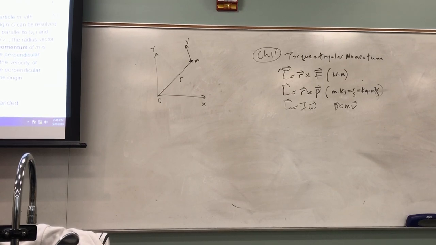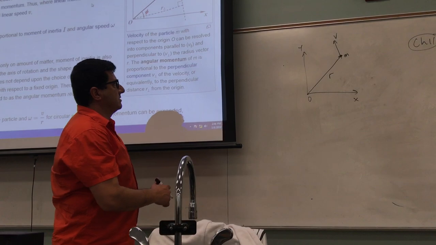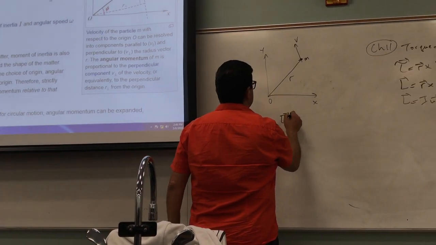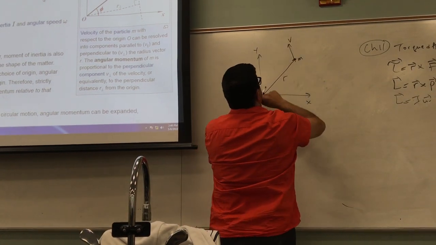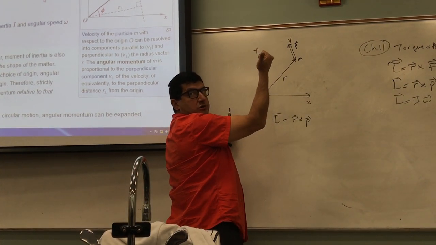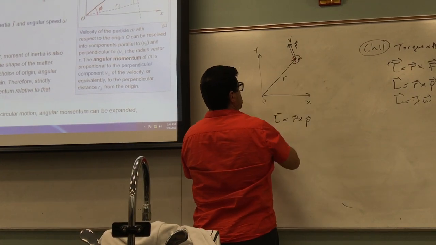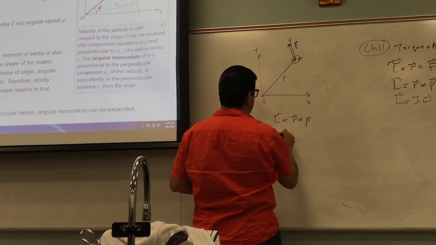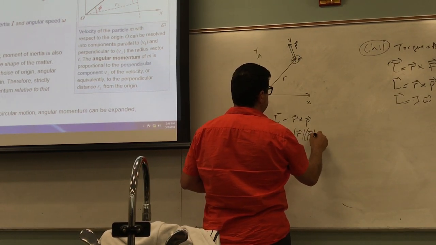So that's what they're doing there. The velocity of the particle m with respect to the origin O can be resolved into components parallel and perpendicular to the radius vector r. So L is equal to r crossed into p. The p is this way, so it's going to be a vector out of the board, the angular momentum out of the board. And the magnitude of the angular momentum is r times p times sine theta.